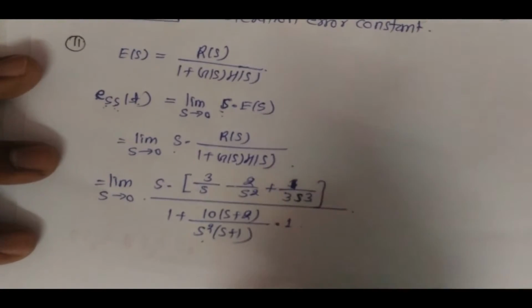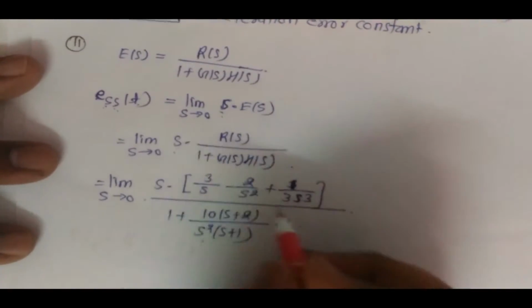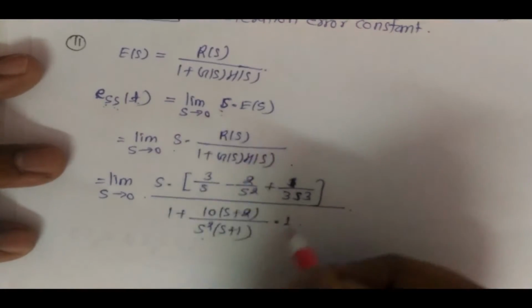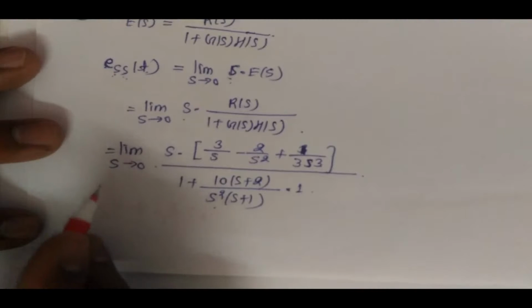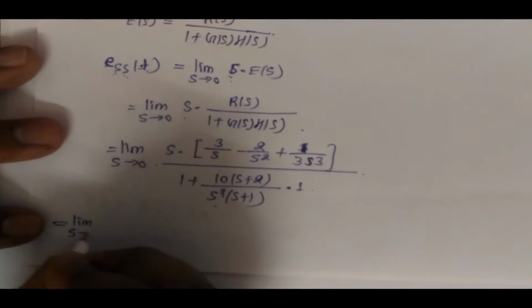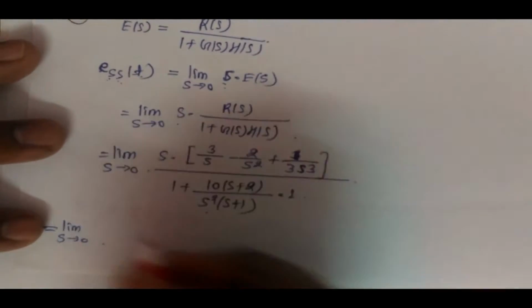This 0 divided by infinity means we cannot directly put s is equal to 0 here, but we have to solve this equation again. After solving this equation, we can put s is equal to 0. So first solve this equation and then put s is equal to 0.